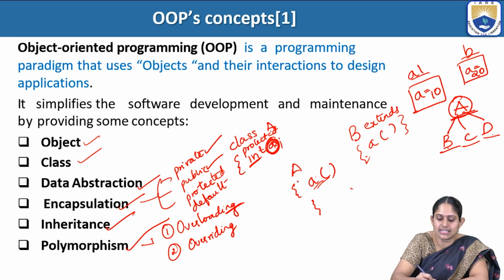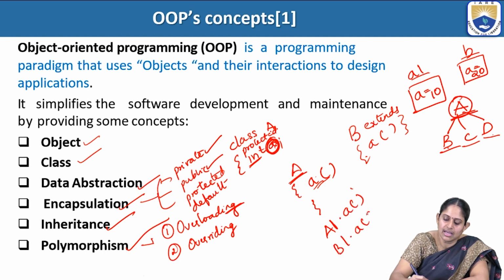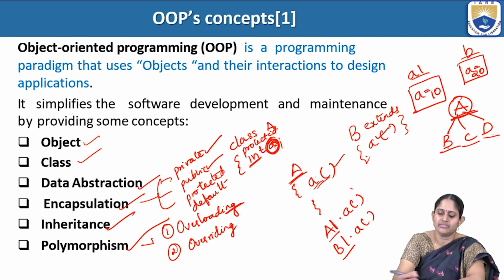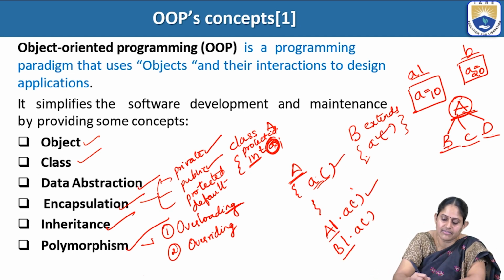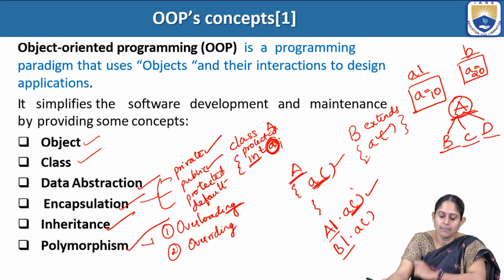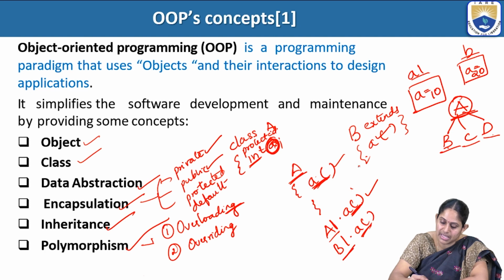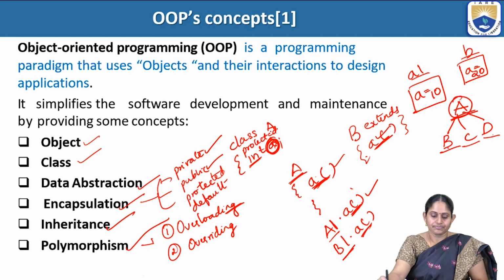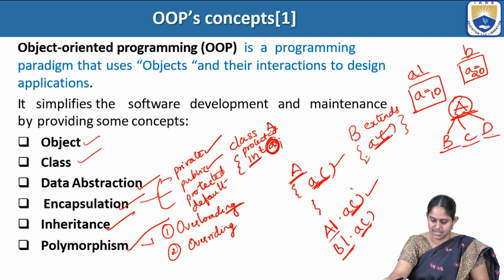So let's say we have created an object A1 of class A and you are invoking the method A, and we have an object B1 which is also invoking A. Based on the object, the corresponding method will be invoked. In the first case, it will invoke the method inside A. And in the second case, since it is B's object B1 which is invoking A, it will invoke the method inside the child class. So this is about the OOPS concepts.